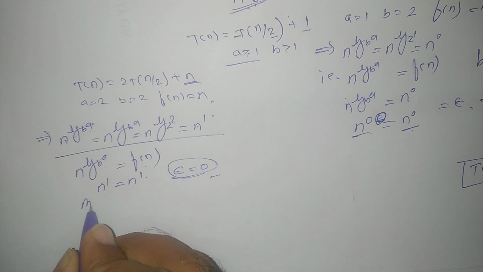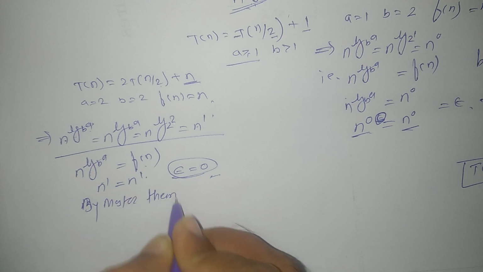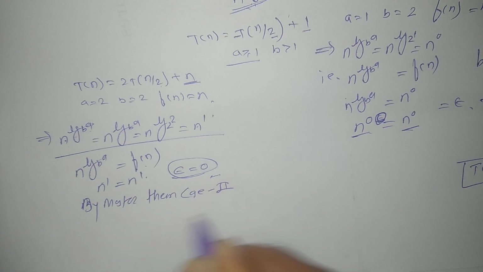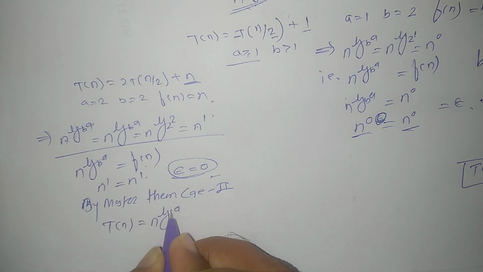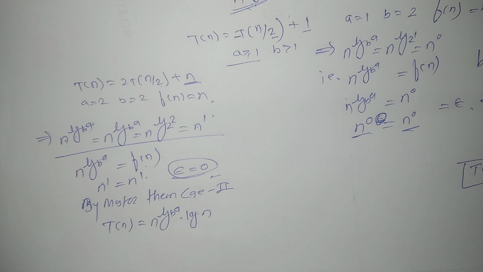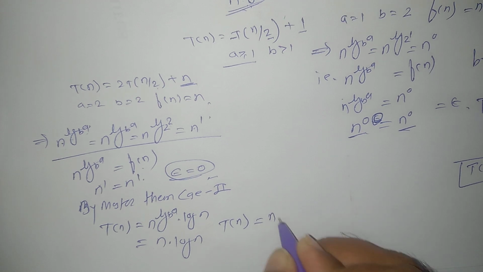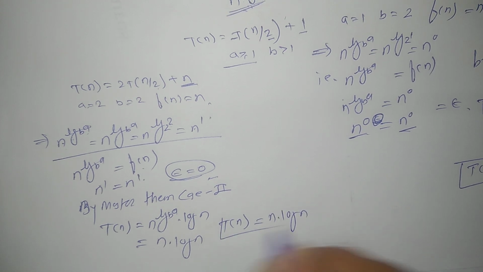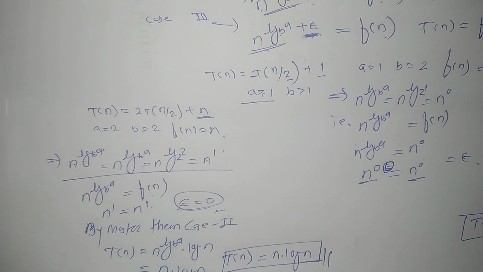I can write here by master theorem case number 2, T of n equal to n to the power log a by b into log n. This shows that n to the power log a by b is nothing but n, so n into log n. So the final answer, T of n equal to n log n. This will be the answer for my given question.